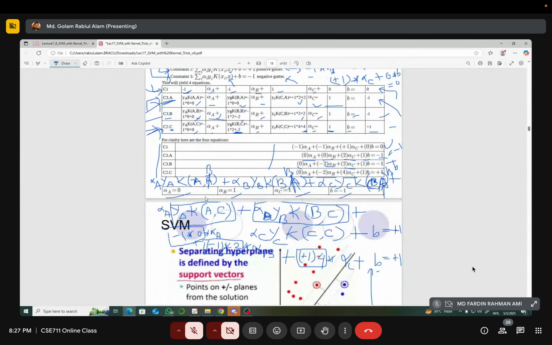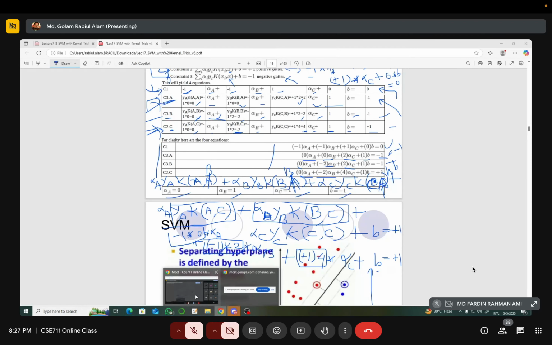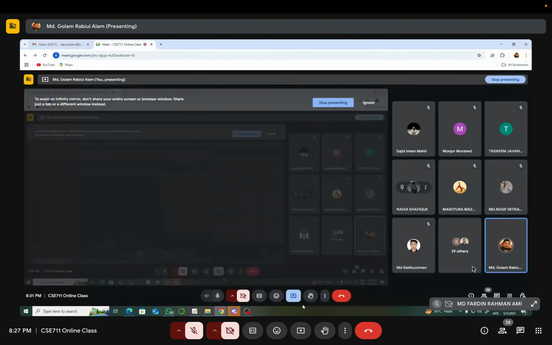different equations. And on those equations, we have to find out the value of Lagrange constants, and then utilizing those Lagrange constants, we have to find out the value of the W and also B. After that, utilizing those W and B, we have to find out the hyperplane equation, and utilizing those hyperplane equation, we have to classify the positives and negatives.